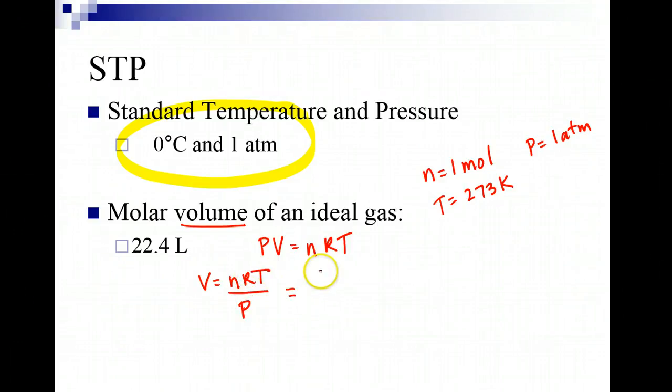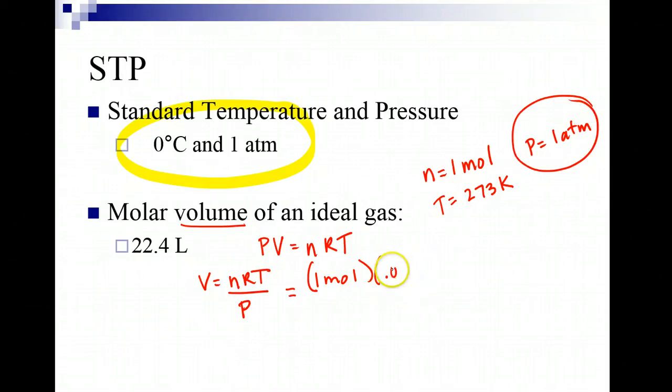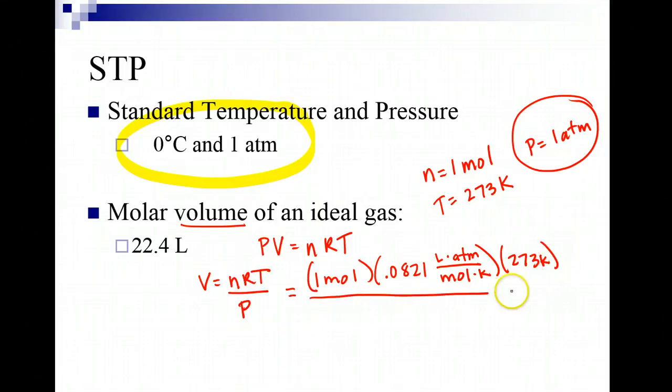So if I plug in all those numbers, n would be 1. R, now remember we have 3 values of R, 0.0821, 62.4, and 8.314. And we want to use the one that includes atmospheres, since our pressure is in atmospheres. So we're going to use 0.0821. And it is important to include these labels: liter atmospheres over moles Kelvin. And then our temperature is 273 Kelvin. And our pressure is 1 atm.